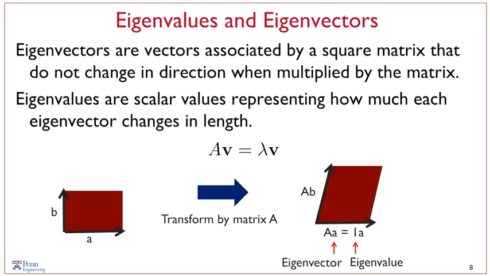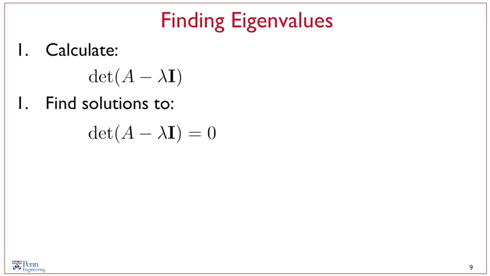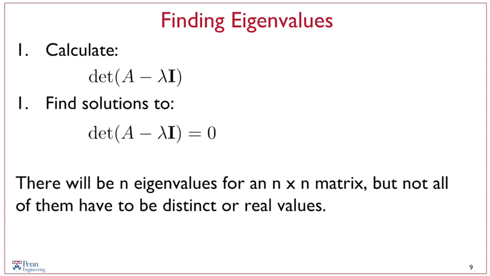Given an arbitrary matrix, how can we find its eigenvalues? To do this, we first calculate the determinant of A minus lambda I, where I is an identity matrix that is the same size as A. Then, we find the values of lambda that are solutions to the equation determinant of A minus lambda I equals 0. For an n by n matrix, there will be n eigenvalues. However, not all of these eigenvalues have to be distinct or real.